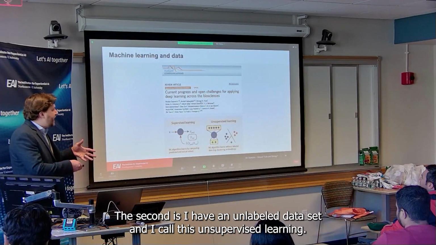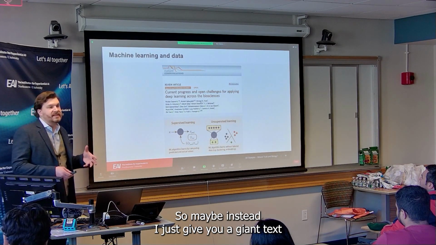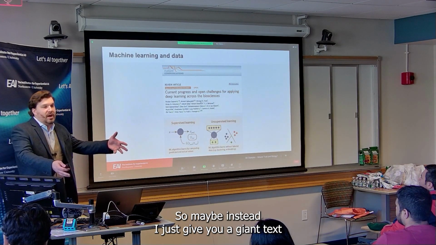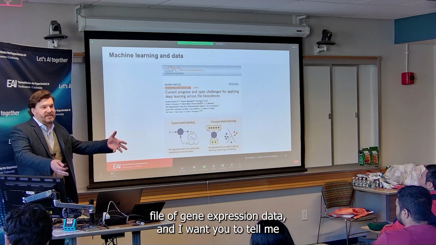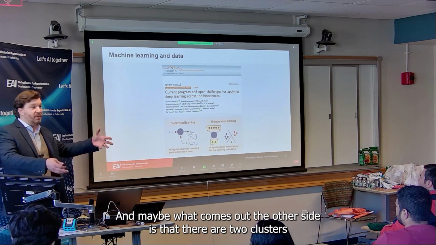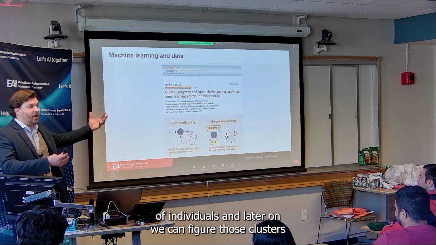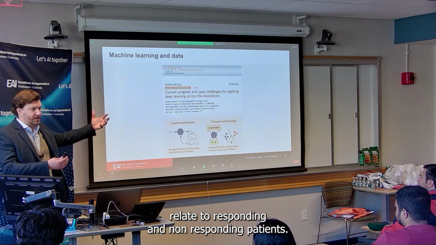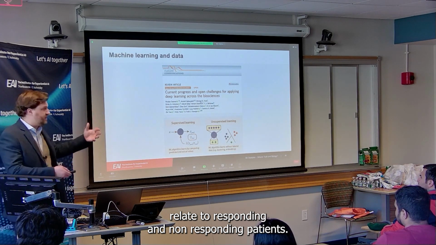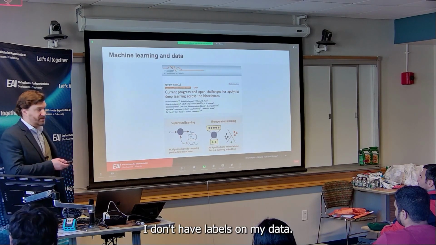The second is I have an unlabeled data set, and I call this unsupervised learning. So maybe instead I just give you a giant text file of gene expression data, and I want you to tell me whether there's anything interesting going on here. And maybe what comes out the other side is that there are two clusters of individuals, and later on we can figure those clusters relate to responding and non-responding patients. But you could basically think about, I have some labels on my data, I don't have labels on my data.